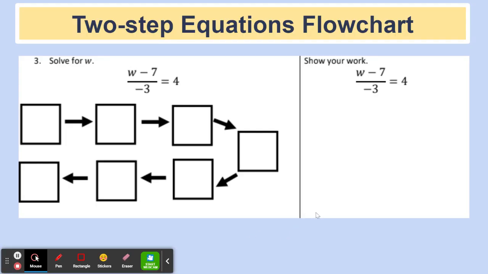Everyone, we're going to continue with two-step equations with example number 3. It says solve for W, and the equation says (W minus 7) divided by negative 3 equals 4.